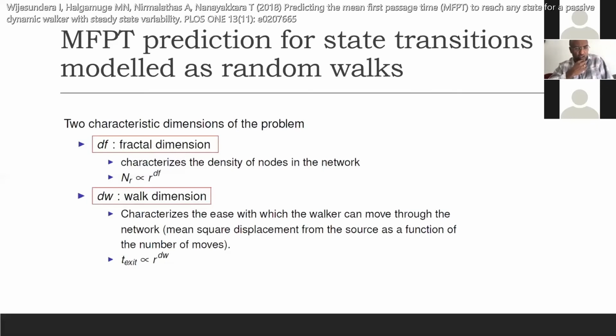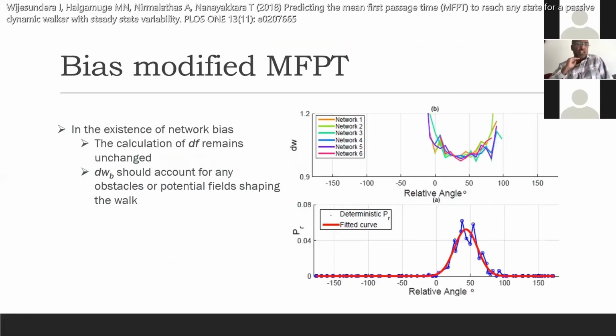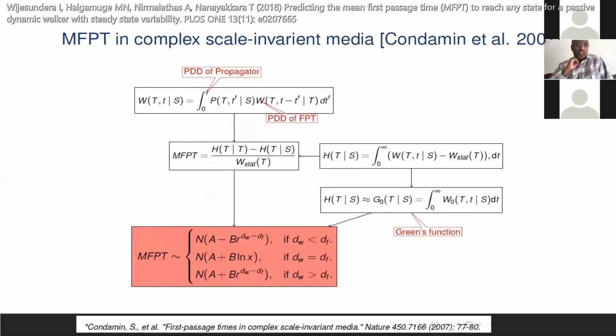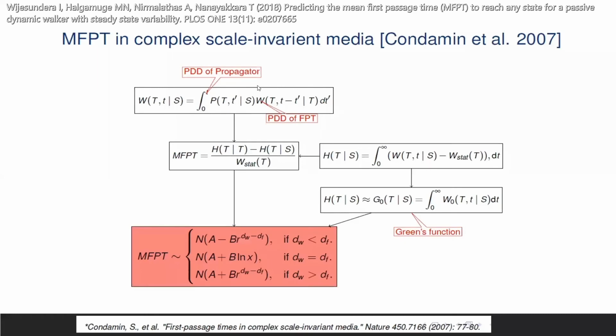Okay. So now, when you go to the biased modification dwb. Okay, let's go back to that equation, Green's function. This one. Yeah. So what is W here? So yeah, W here is the probability density of being at target point T, starting from source point S in a time T.